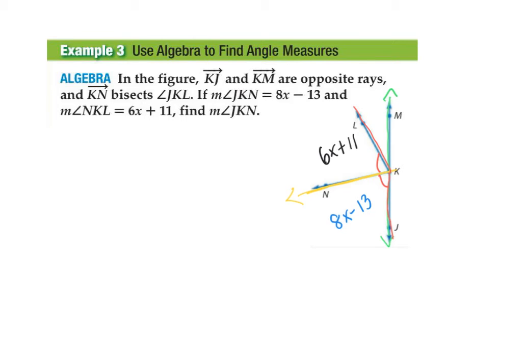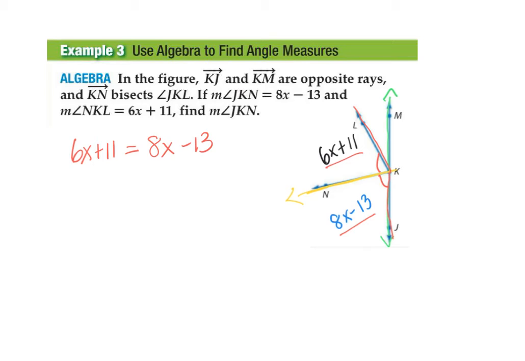So I can find the measurement of JKN if I knew what the value of x is. So the very first step to solving this is finding the value of x. In order to do that, I'm going to use these two expressions, 6x plus 11 and 8x minus 13. Because these two angles have to be the same, they have to equal each other, I can say that 6x plus 11 equals 8x minus 13.